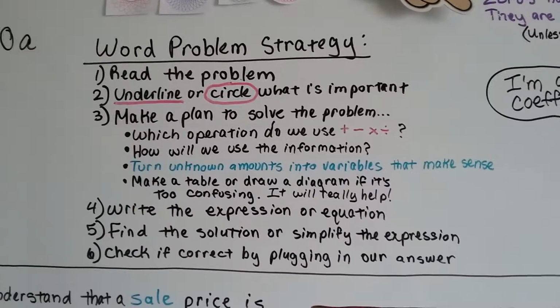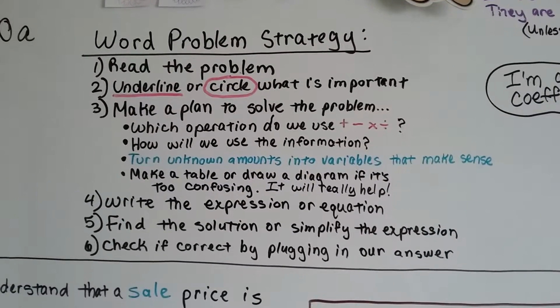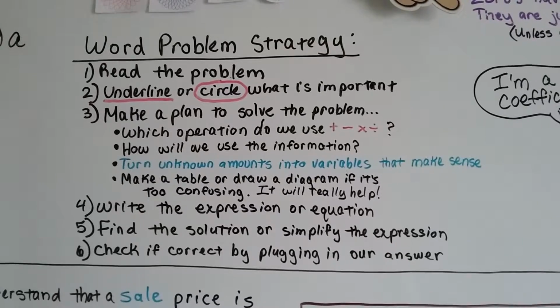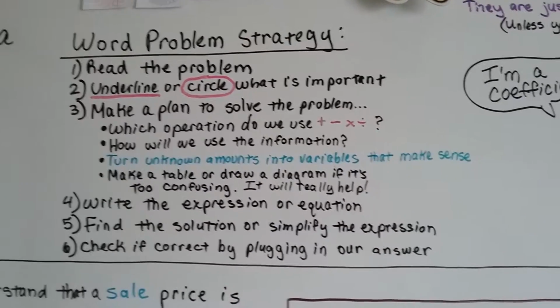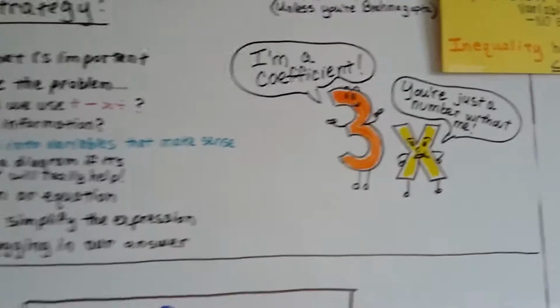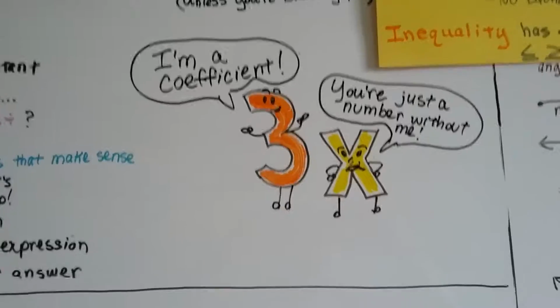We need to turn unknown amounts into variables, right? Figure out if we're going to add, subtract, multiply, or divide. We need to write the expression or equation, find the solution, or simplify the expression. We check it by plugging our answer in. And we want to remember that when there's a number in front of a variable, he's a coefficient, or she.